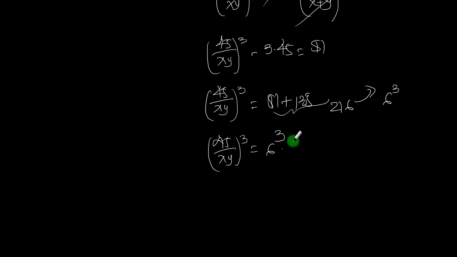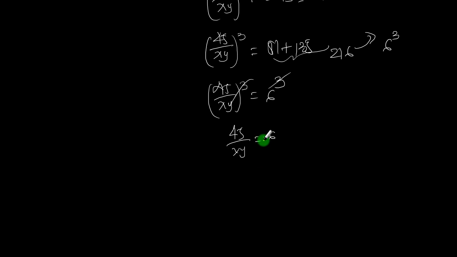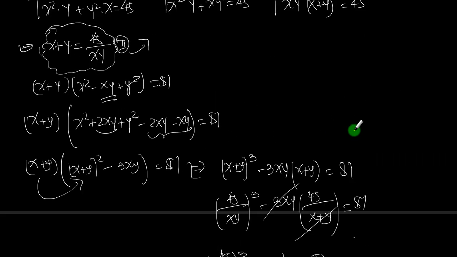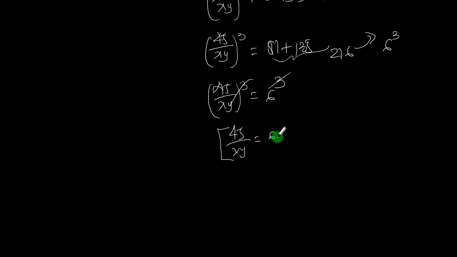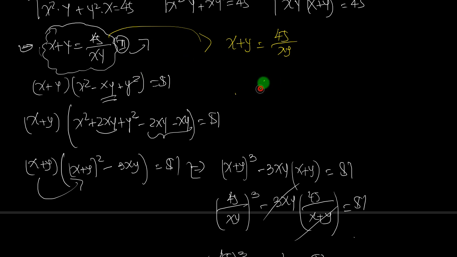So now same powers, right? I can cancel this, and the bases are the same. 45 divided by xy equals 6, right? So now we have this: 45 over xy is equal to 6. Now remember that we had that x plus y is equal to 45 over xy. So now we have that xy is equal to 6. Now we can say that x plus y is equal to 6.